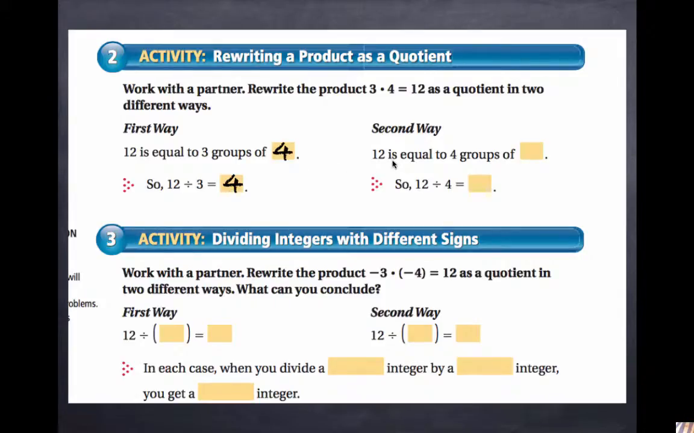So the second way, basically you're swapping the 3 and the 4. 12 is equal to 4 groups of 3. So 12 divided by 4 is equal to 3.